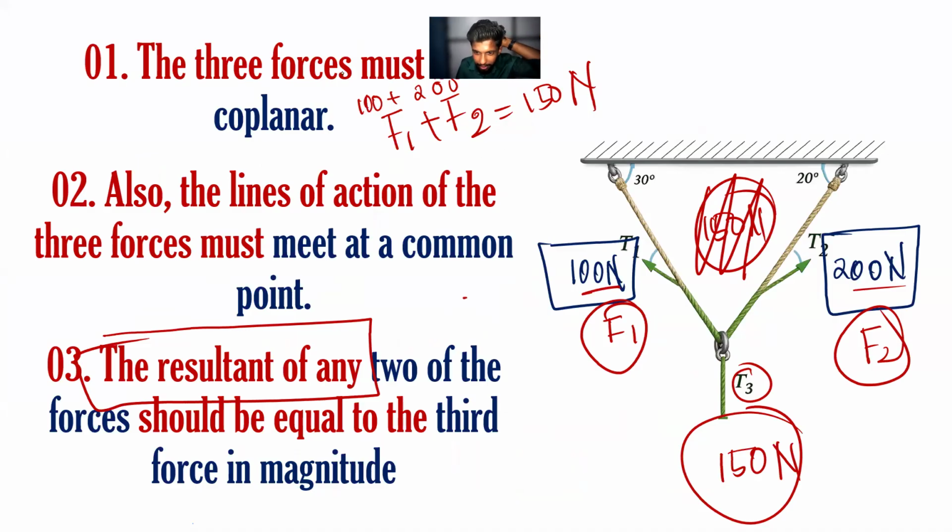Is it clear, my dear? Yes, sir. Okay, fine. So don't worry, we have a question for that one. After discussing this, we will be doing a question. At that time, automatically the answer will be clear. So 100 plus 200, the resultant will not be 300. It is 150, and that is equal to F3. F1 plus F2 is not 300, it is 150, and that is equal to F3.